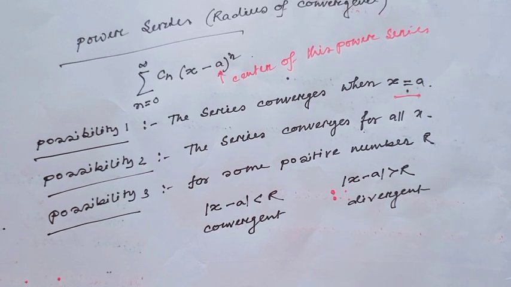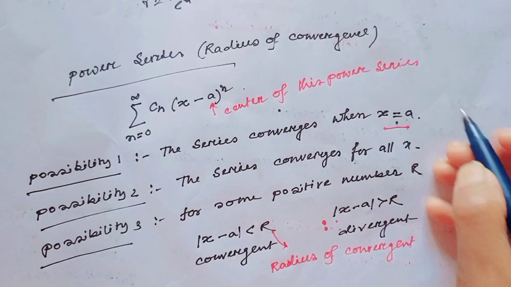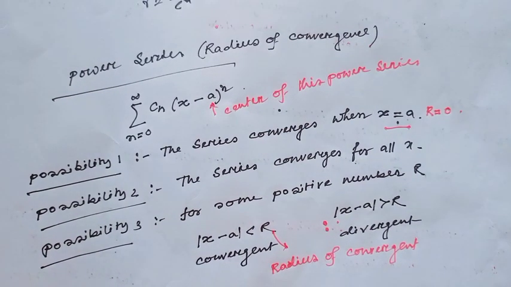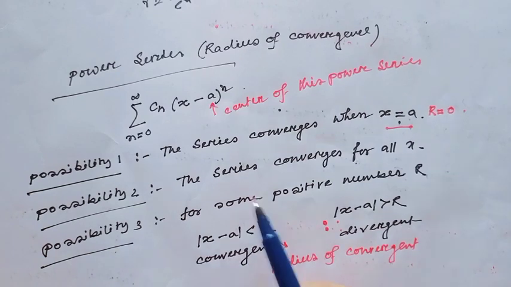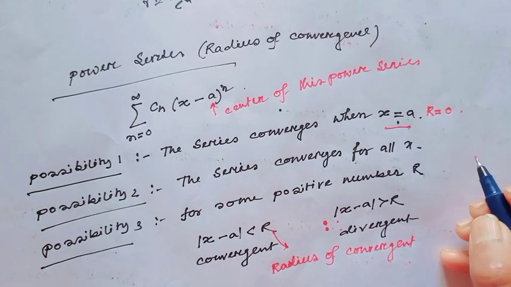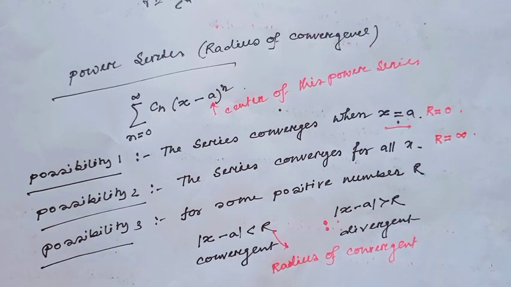Okay. First possibility, the series converges when x equals a. Here the radius of convergence is actually 0. Second possibility, the series converges for all values of x. Here the radius of convergence is infinity.